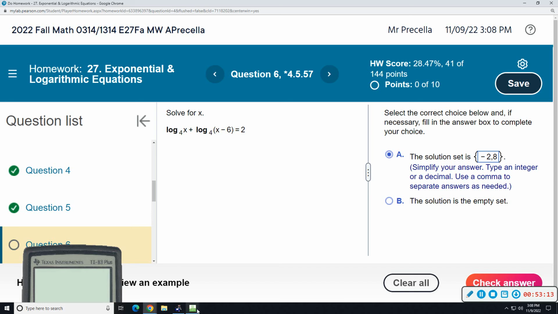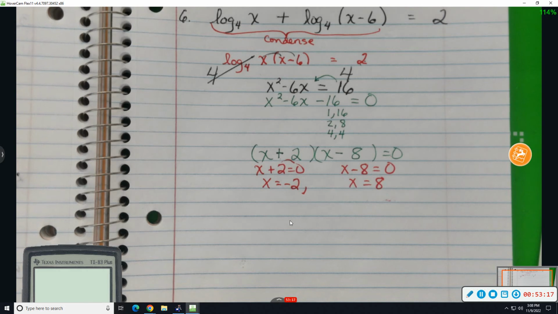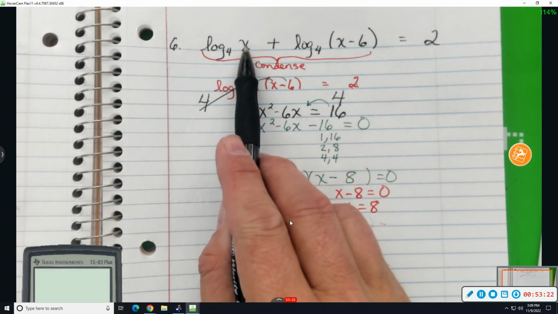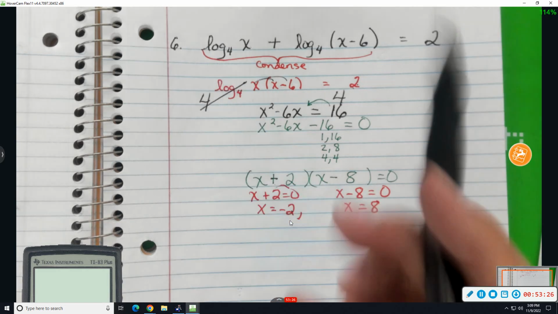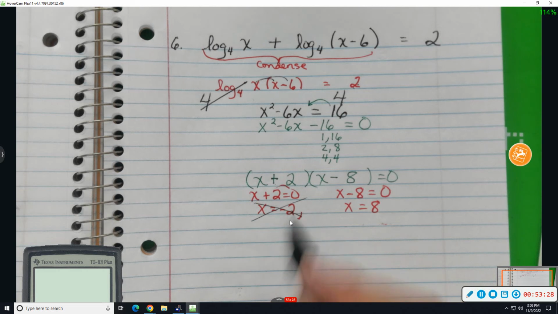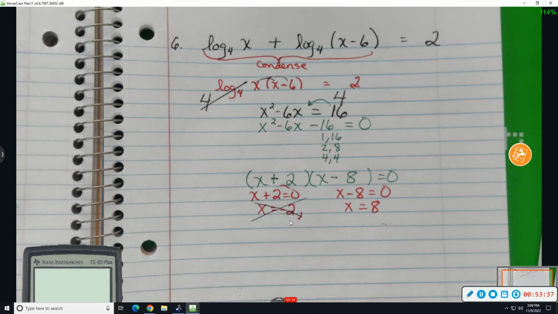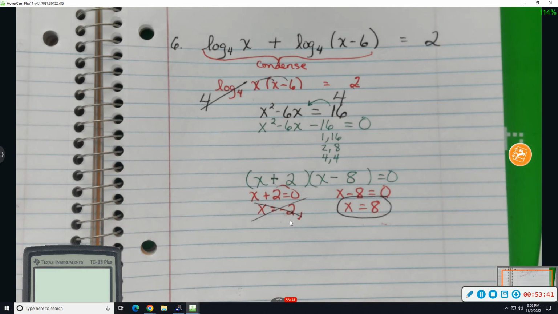Looking back at the work here, this negative 2 cannot be an answer. Because if you put a negative 2 in for x, you get log negative. In general, when solving these logarithmic equations, just generally knock out the negative answers. Okay? So mark out the negative 2. And we only have one answer, 8.